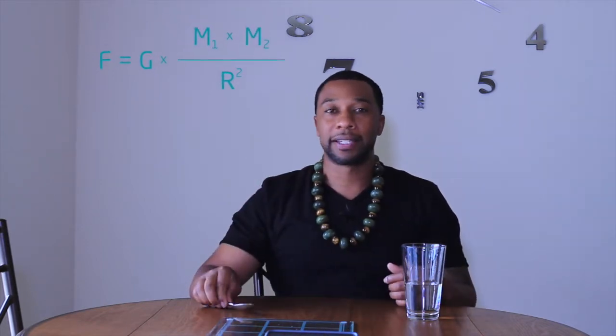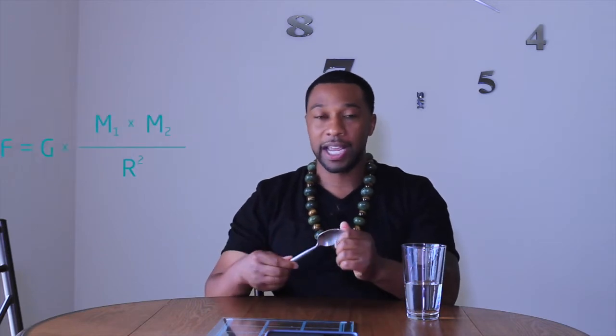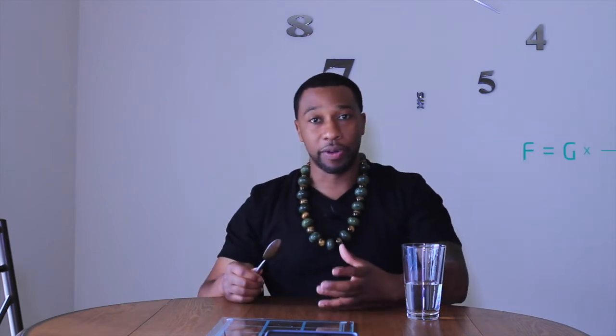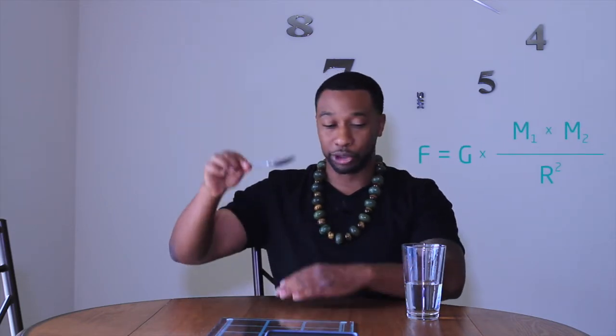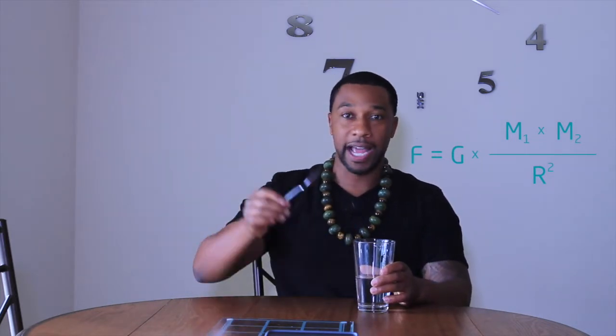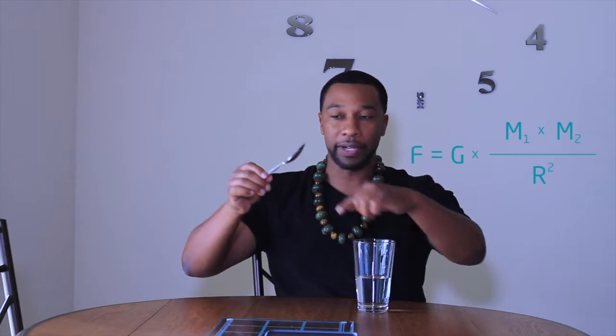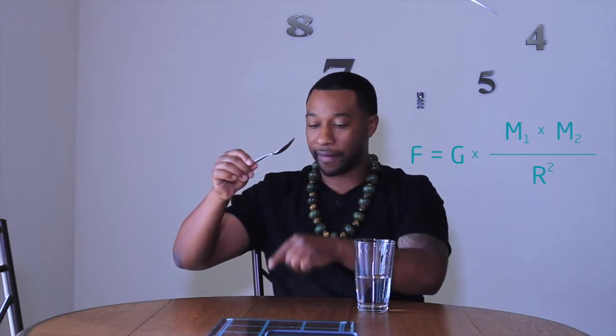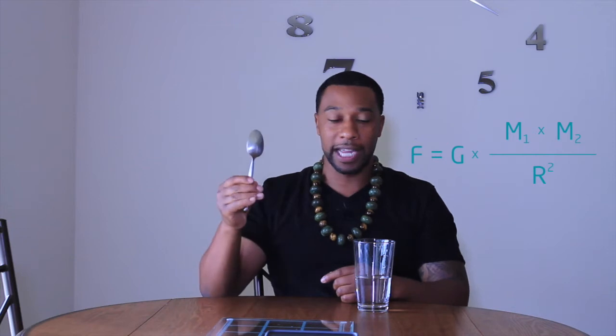The equation, m sub 1 times m sub 2, these are two masses. So basically what it's saying is the relationship between one object and another object and the distance between the two. Like this spoon to this glass, there's a pull of gravity between the two. There's also a pull of gravity between the spoon and the table or Earth or whatever. So for each distance between each object, there is a force there.